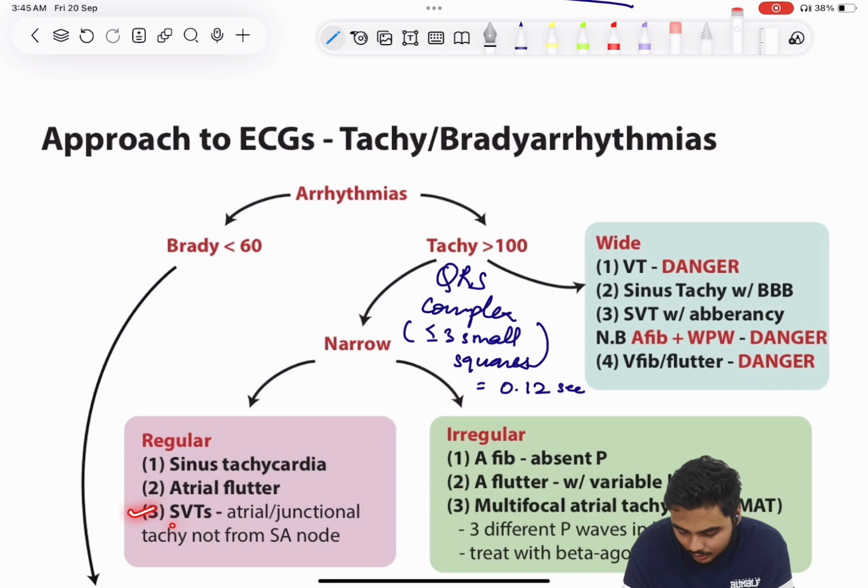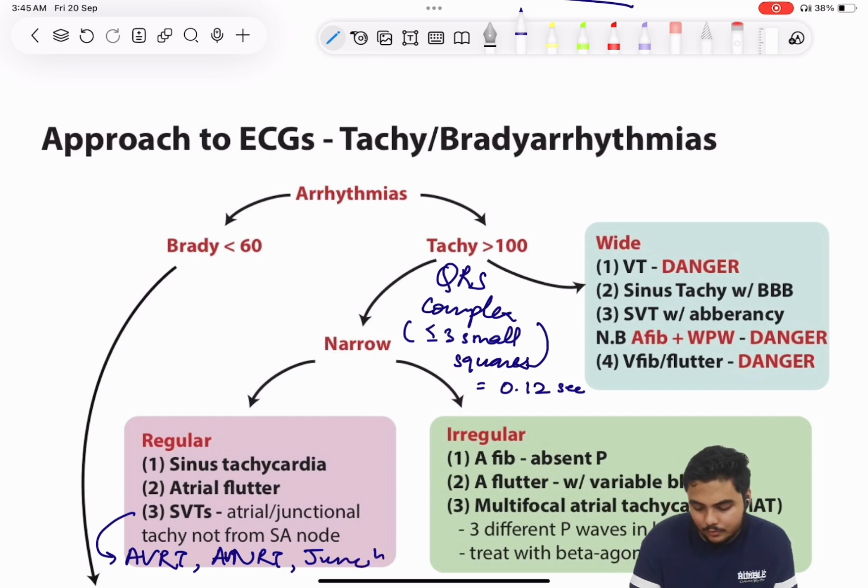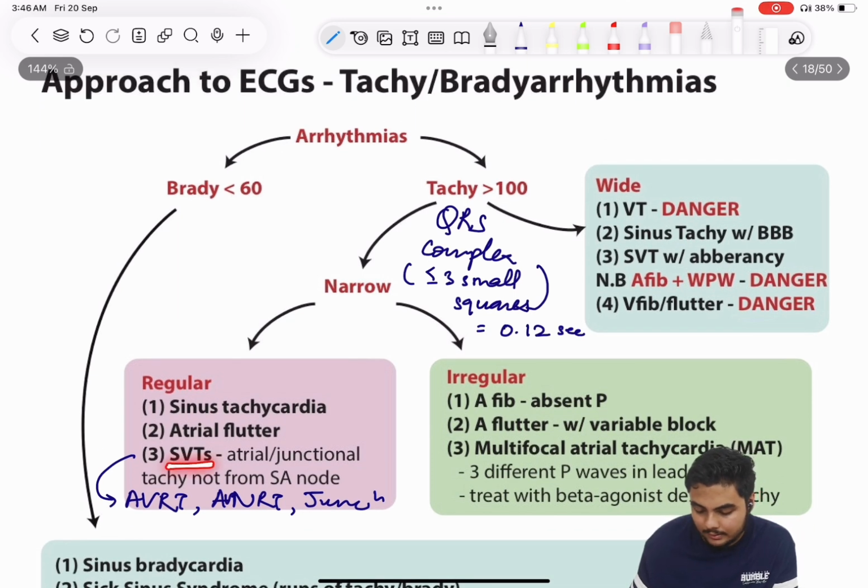Next is SVTs, supraventricular tachycardias, right? Now, if you look at the word supraventricular tachycardias, these are the tachycardias that arise above the ventricle, so supraventricular. So these are arising in the atria itself, right? This can be of various types. The subdivisions of SVTs are AVRT, AVNRT, and junctional tachycardia. So there are multiple forms of division of supraventricular tachycardias.